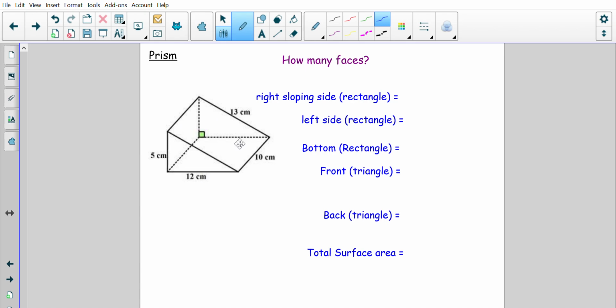But again, we need to work out the area of each of the faces separately and add them up. So I've tried to describe them here so that you can see what I'm doing. And let's see about outlining them as well. So right sloping face, so that's what I'm talking about. This face here, in fact, I might just try and shade it in.